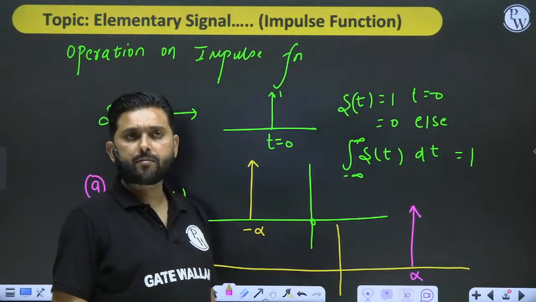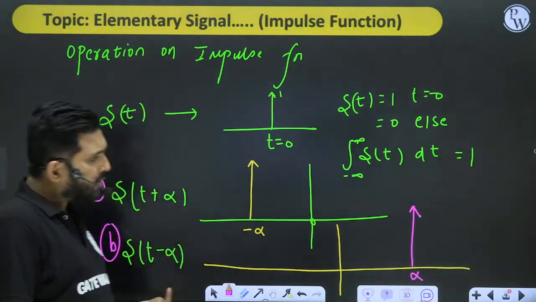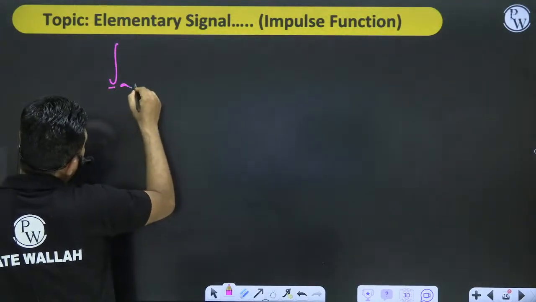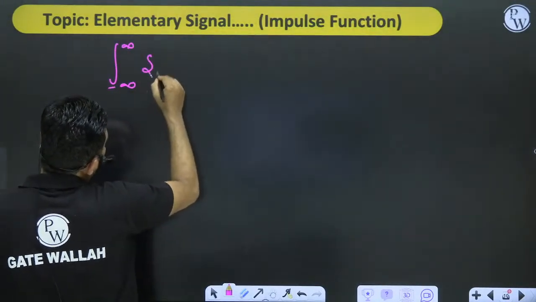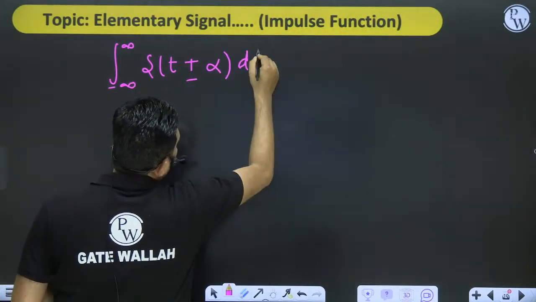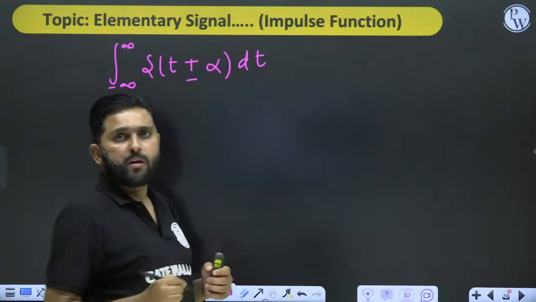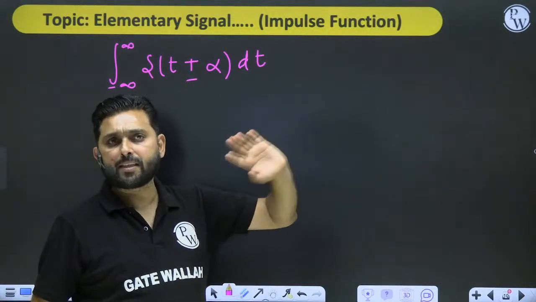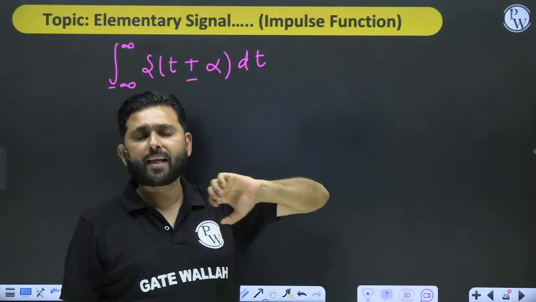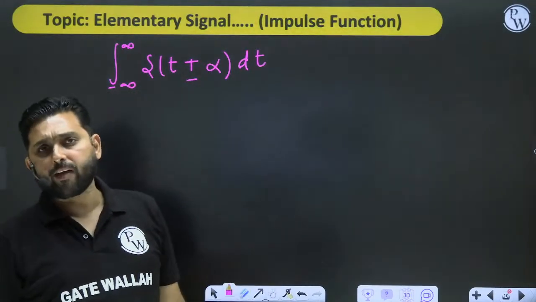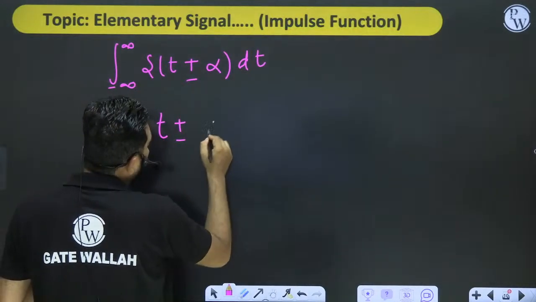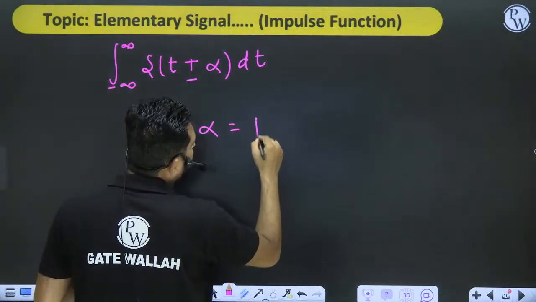Now my question to you is, see here, what is the area under the curve of delta t plus or minus alpha dt? If we know that the area under the curve of the impulse function is equal to 1, then what is the area under the curve of the shifted impulse function? Easily we can find out. How? Put t plus or minus alpha equal to, let's say, some variable p.